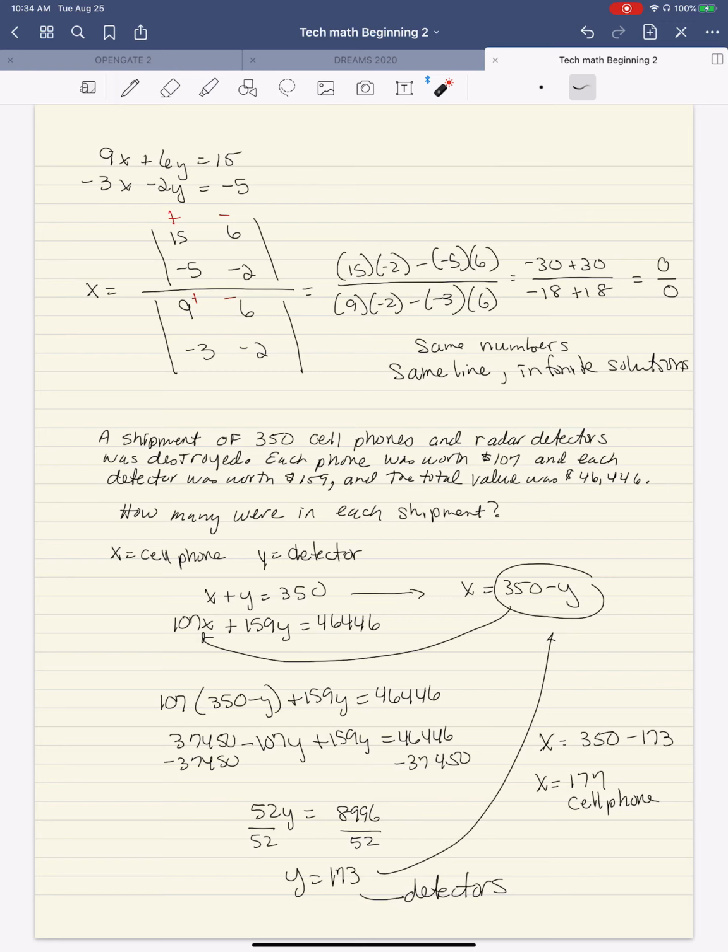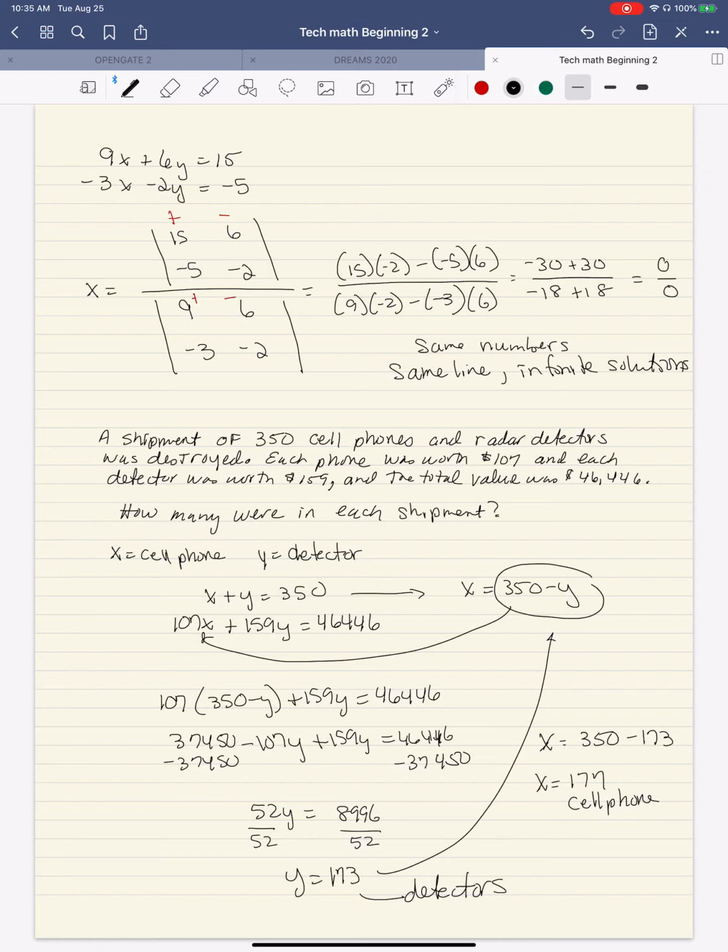So I decided to solve this using substitution. I took the first equation and solved it for X. So I subtracted Y from both sides, so I got X is equal to 350 minus Y. And this gets put into the opposite equation for X. So it's going to be 107 parentheses 350 minus Y, plus 159Y equals 46,446. Distribute the 107, so it comes to 37,450 minus 107Y plus 159Y equals 46,446.